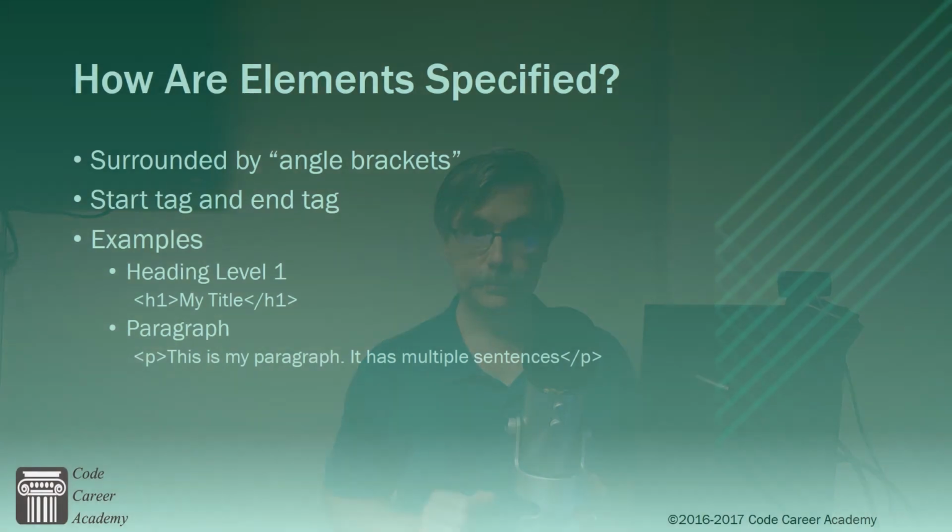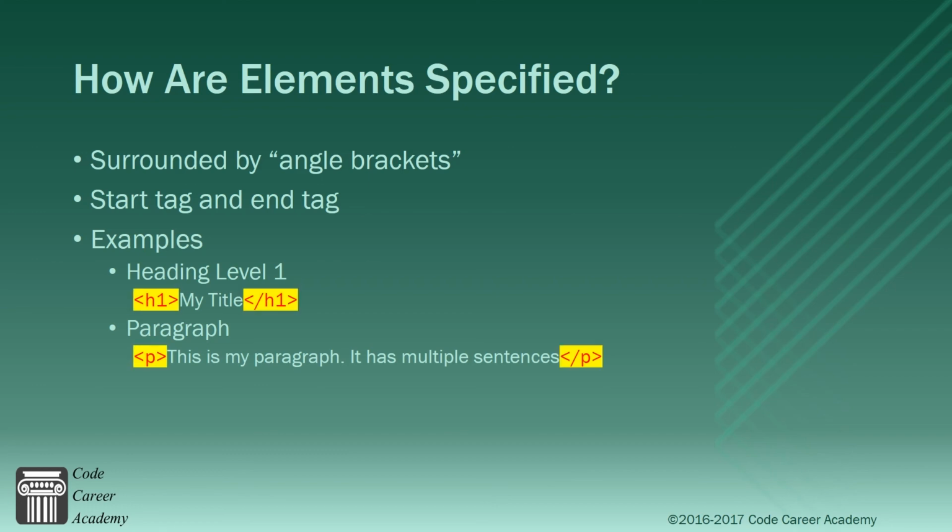The way we specify HTML elements in our web page is with tags. A tag is a bit of text that we surround with angle brackets, greater than and less than symbols. We typically have a starting tag and an ending tag. The end tag is the same as the start tag, but it has a slash right after the less than symbol.